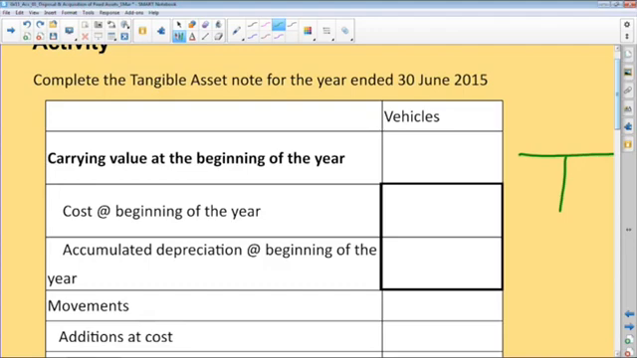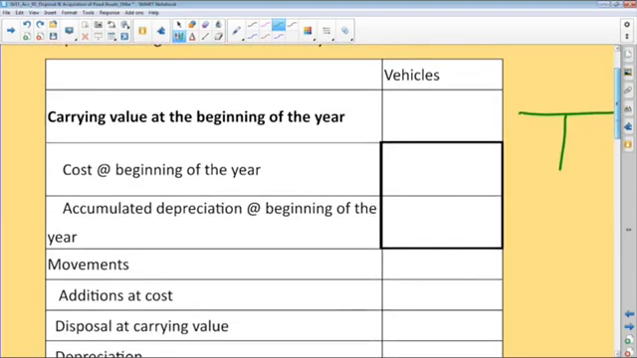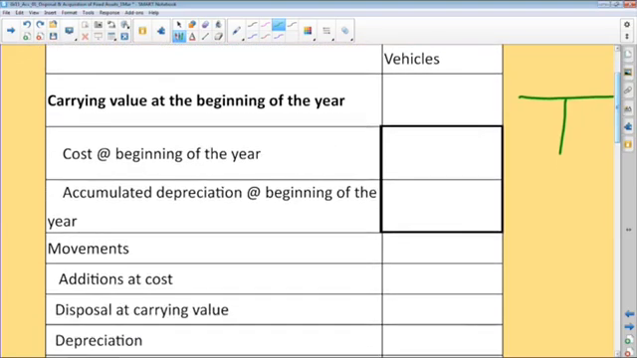So we've got to present our ledger account in a different format. Hence the reason for the tangible asset note. It's more user-friendly, it's easier to read. Okay, so please remember that. The tangible asset note is your ledger account in a different format. So if we look at this note, we start off with carrying value at the beginning of the year. And remember, your T account always starts off with an opening balance, yes or no? Okay, it does, isn't it? So this tells us what happened at the beginning of the year.